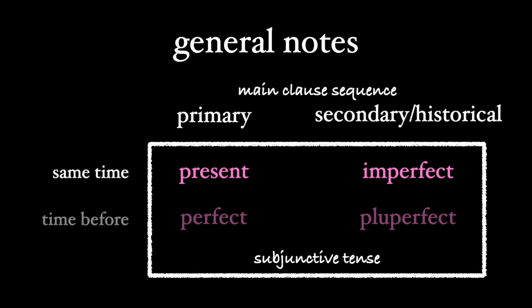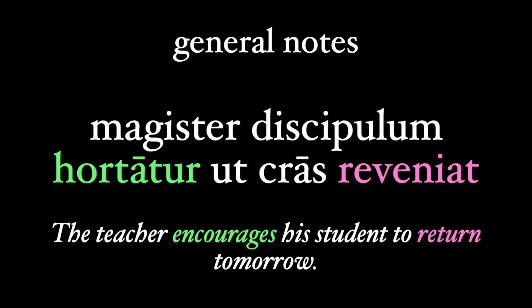And the present and imperfect subjunctives are used for same time actions, but they can also show actions that have yet to occur, those that would be in the future. So, magister discipulum hortatur ut cras reveniat. The teacher encourages his student to return tomorrow. And we have the present subjunctive reveniat, but it refers to an action that hasn't happened yet.